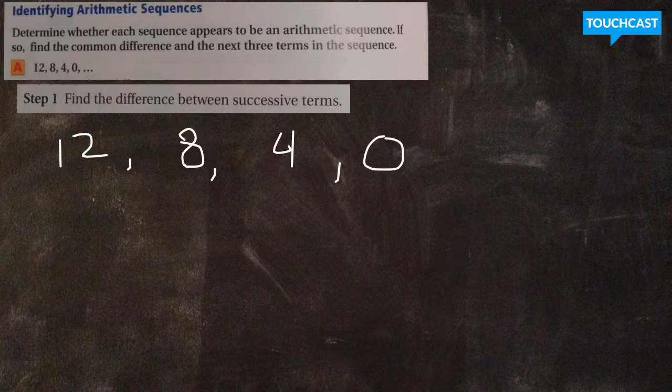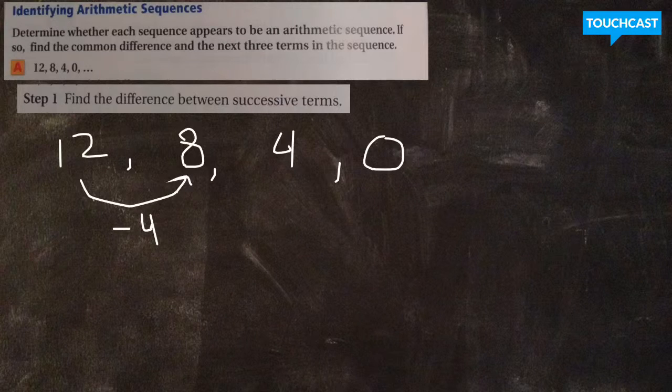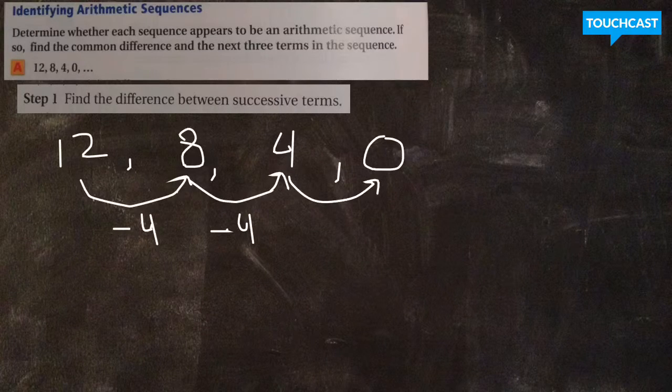By finding the difference between each successive term, we need to ask ourselves, to get from 12 to 8, what do we need to do? Well, we can subtract 4. To get from 8 to 4, we can also subtract 4. And from 4 to 0, we've also got to subtract 4. So because we are adding negative 4, or subtracting a positive 4, from one term to the next, we can say that the common difference, or D, is equal to negative 4.